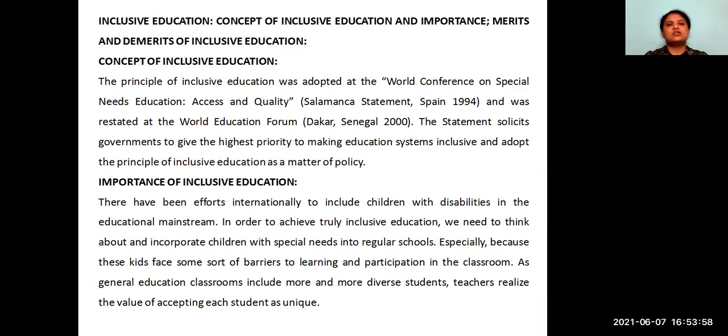So when we say inclusive education, what is the concept of inclusive education and its importance and the merits and demerits of inclusive education? The concept of inclusive education came up in the World Conference on Special Needs, Access and Quality, and from that time onwards, the statement solicits government to give the highest priority to making education systems inclusive and adopt the principle of inclusive education as a matter of policy.